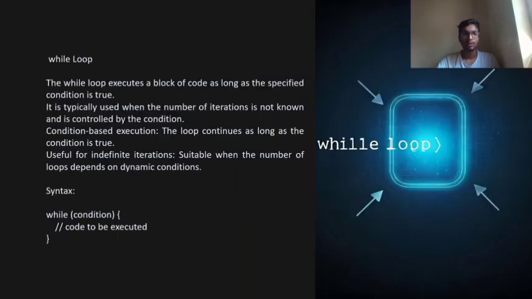The while loop. The while loop executes a block of code as long as the specified condition is true. It is typically used when the number of iterations is not known and is controlled by the condition. Condition-based execution: the loop continues as long as the condition is true. Useful for indefinite iterations. Suitable when the number of loops depends on dynamic conditions.